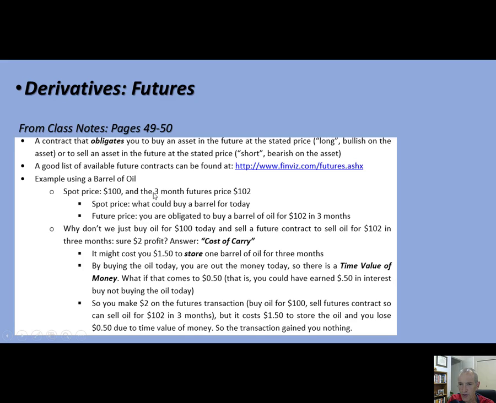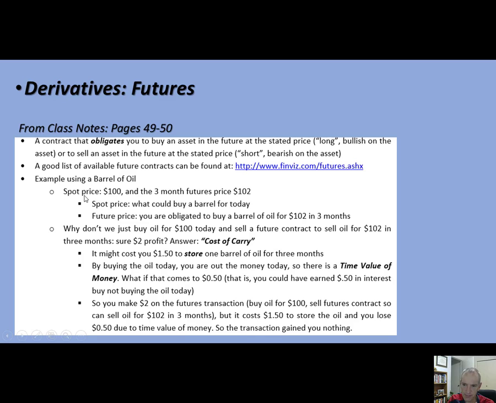Or you can enter a contract that requires you to buy oil for $102 in 3 months. Now, why in the world wouldn't you just buy the oil today for $100? Why would you spend more, $102 in 3 months, and why would you obligate yourself to do that? All right, so the $100 is a spot price, what you can pay today. The future price is $102.